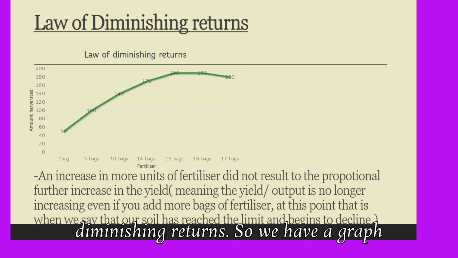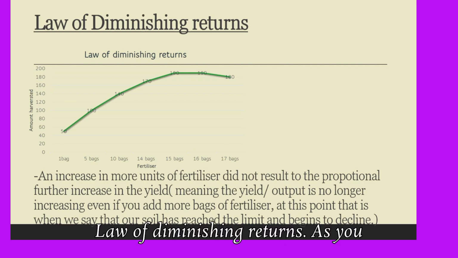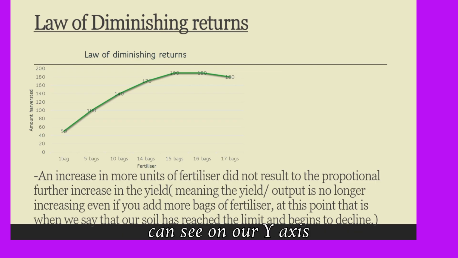So we have a graph here, as you can see. That is the graph illustrating this law of diminishing returns. On our y-axis, we have the amount harvested. Then on our x-axis, we have the fertilizer: 1 bag of fertilizer, 5 bags, 10 bags, 14 bags, 15 bags, 16 bags, and 17 bags.